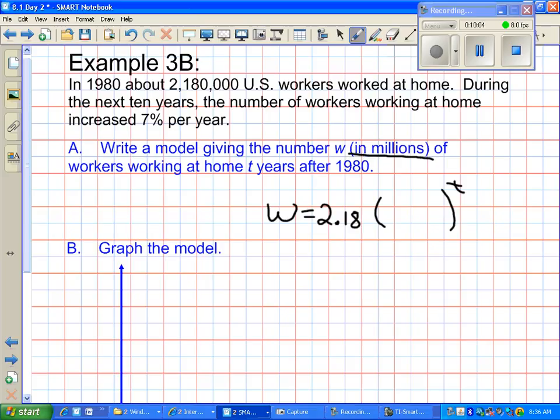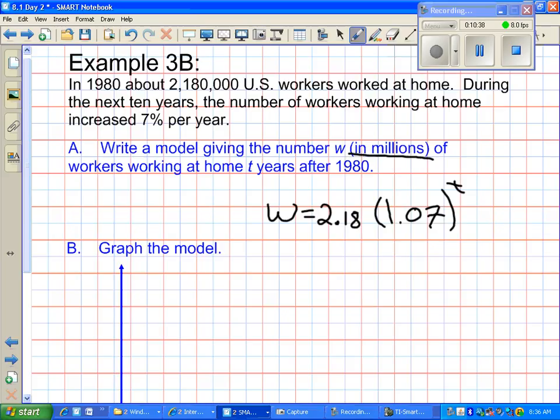What's my growth rate? 7% is my growth rate. So what's my growth factor? 1.07. That's what goes in here. 7% is my growth rate. My growth factor includes that 1.07 as a decimal.